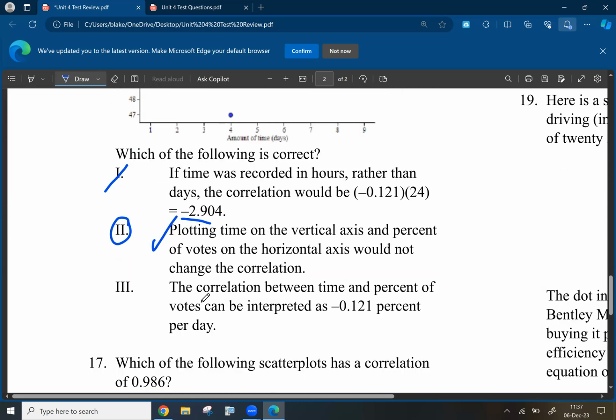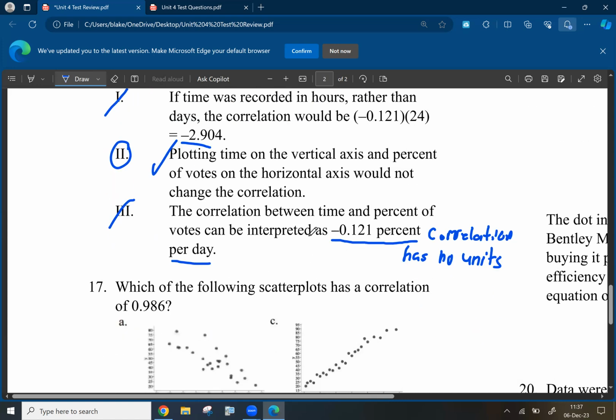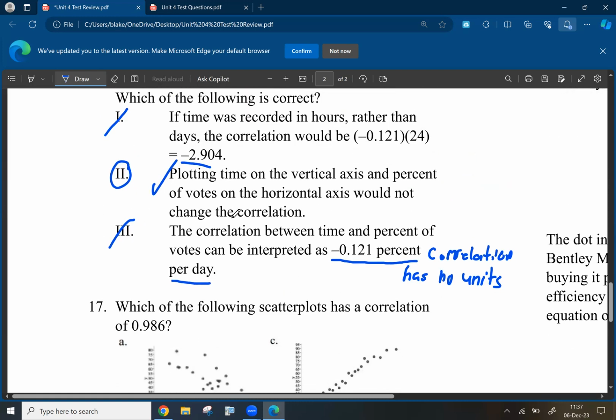Number 3, the correlation between time and percent of votes can be interpreted as negative 0.121% per day. This is incorrect as well because the correlation does not have units. Correlation has no units. So negative 0.121 is all it is. It's not a percent. It's not days. It's not hours or minutes. It's just a number. It has no units. So that's why that statement is wrong. So just 2 is the only correct statement there.